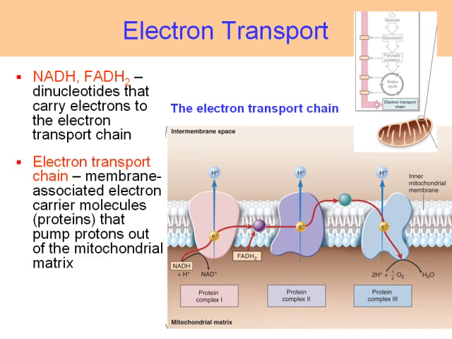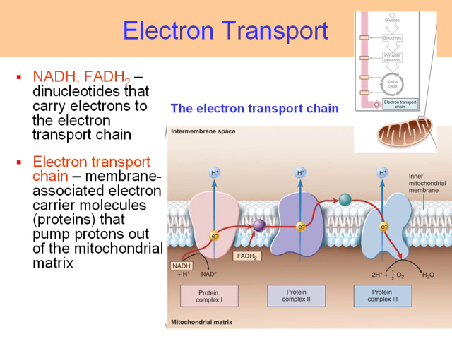What exactly is the electron transport chain? Well, the electron transport chain is going to be a series of membrane-associated electron carrier molecules, or proteins. These are going to basically be proteins found in the inner mitochondrial membrane. If you look at the diagram to the right, you're going to see the white membrane. That represents the inner mitochondrial membrane.